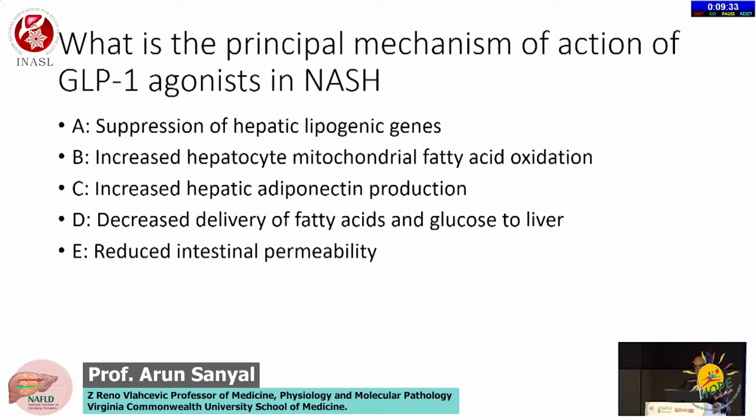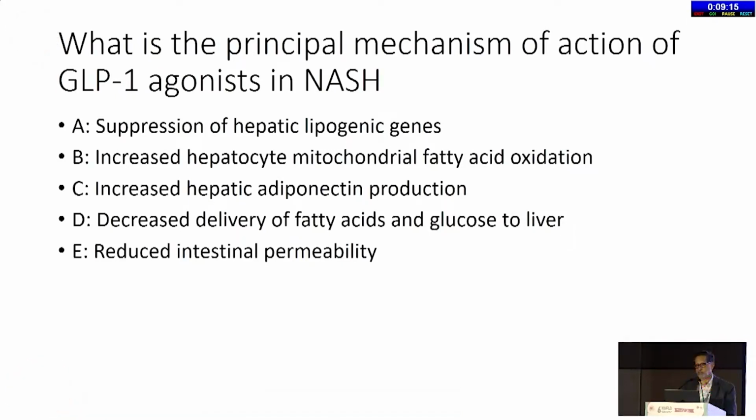So we'll start with a question, which is, what is the principal mechanism of action of GLP-1 agonists in NASH? Suppression of hepatic lipogenic genes, increased hepatocyte fatty acid oxidation, increased adiponectin production in the liver, decreased delivery of fatty acids and glucose to the liver, and reduced intestinal permeability.